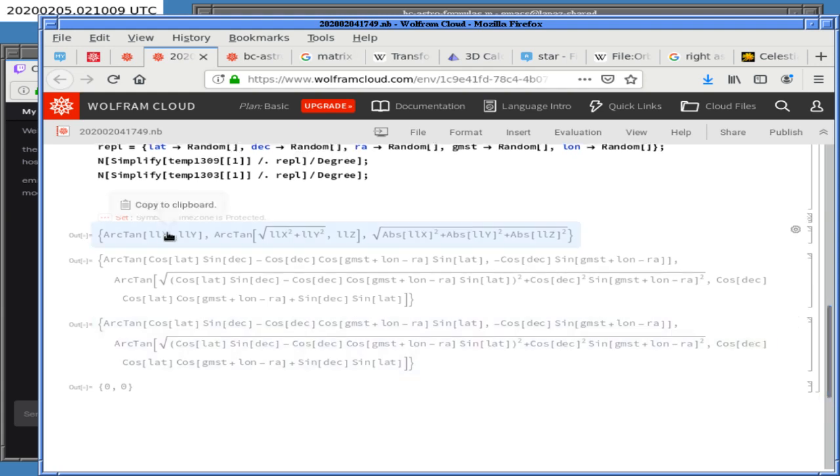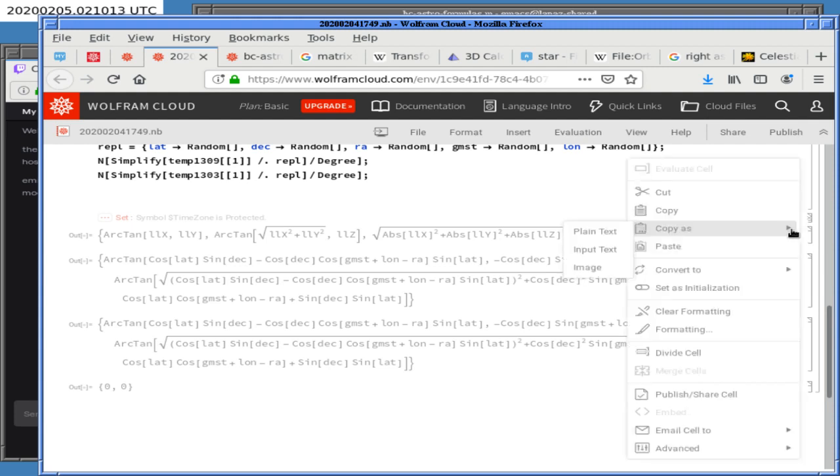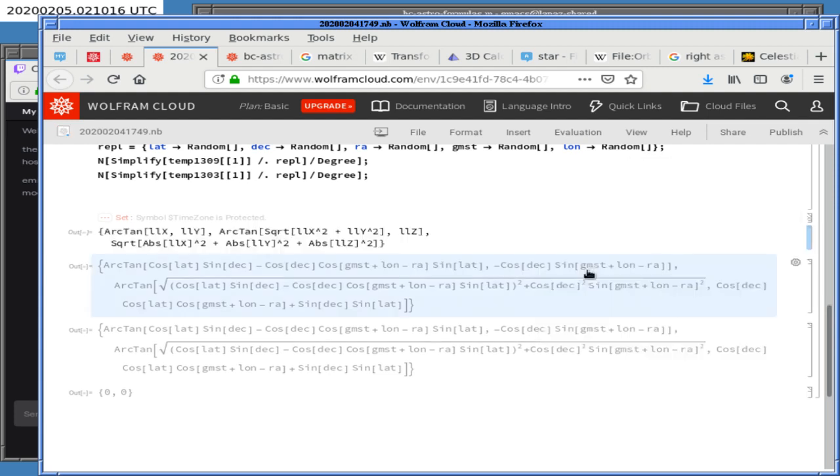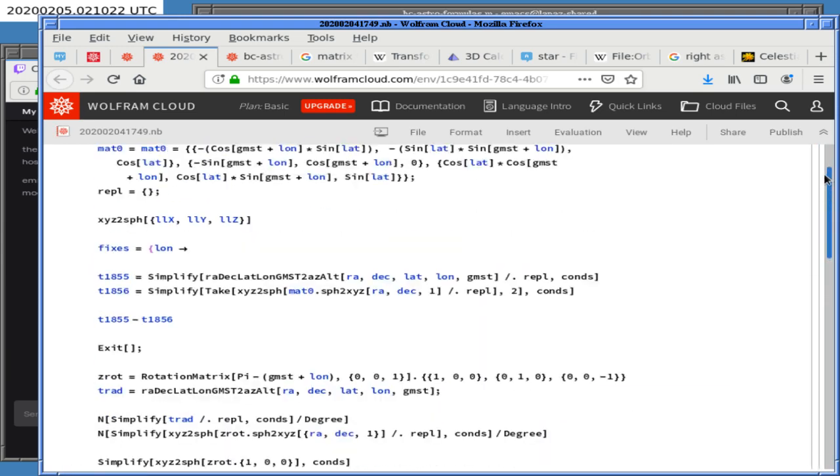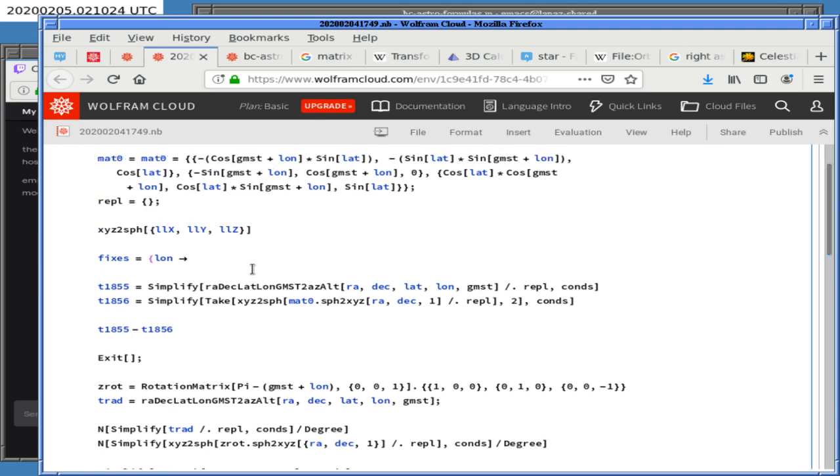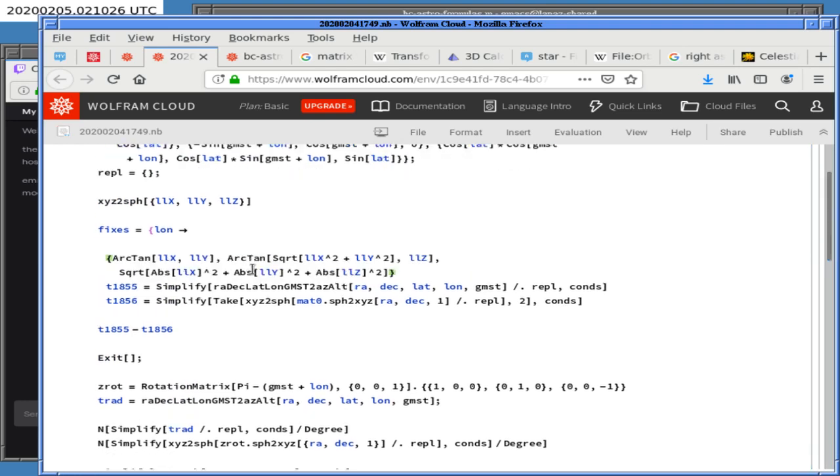This, I don't know if I can... Do I want that input form? Can I get it into input form? Yes, I can. So I'm going to copy that, paste that up here. I'm not going to use it directly, obviously. The longitude just becomes this sucker.